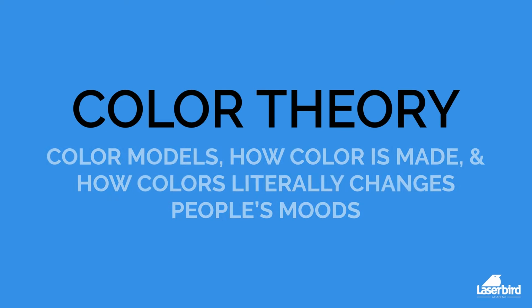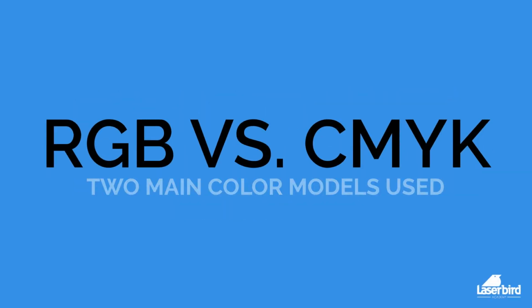So this lesson is all about color theory. So color models, how color is made, and how color literally changes people's moods. We're actually going to start by talking about the two main color modes, RGB and CMYK.